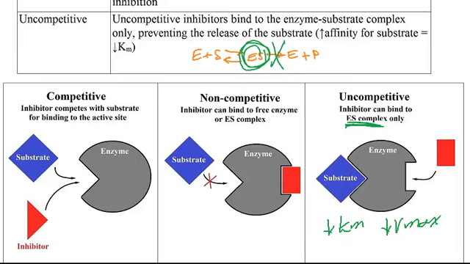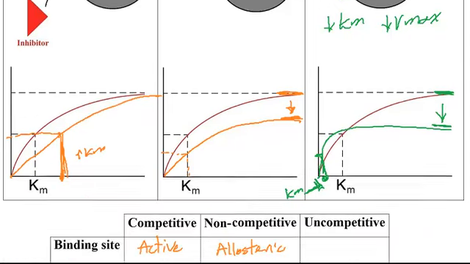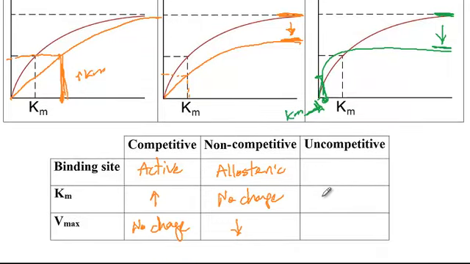And then if I want to show it to you on this curve here, it would be something like this. So Vmax is dropped from here to here, and then Km is somewhere around here. Okay, so that's our new Km. And so for uncompetitive inhibitors, they bind to the allosteric site, they decrease Km, and they decrease Vmax.